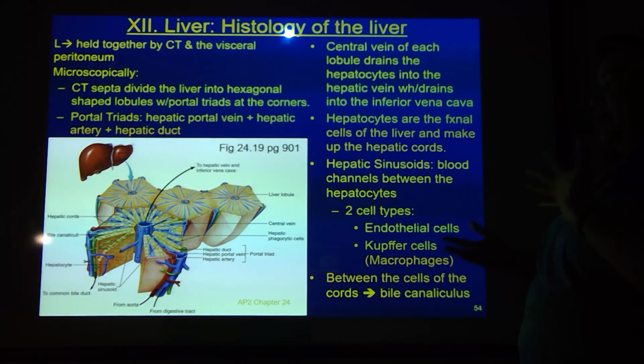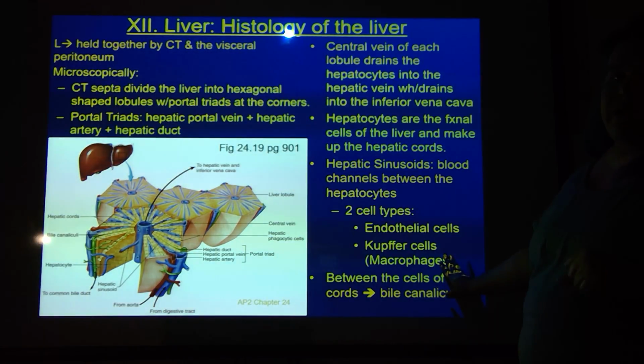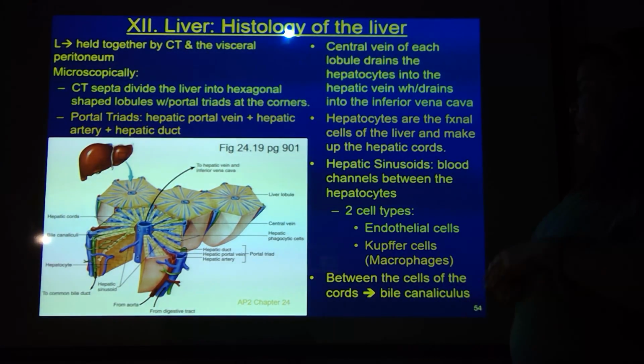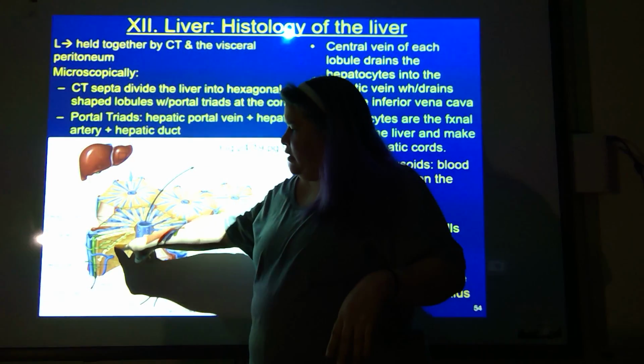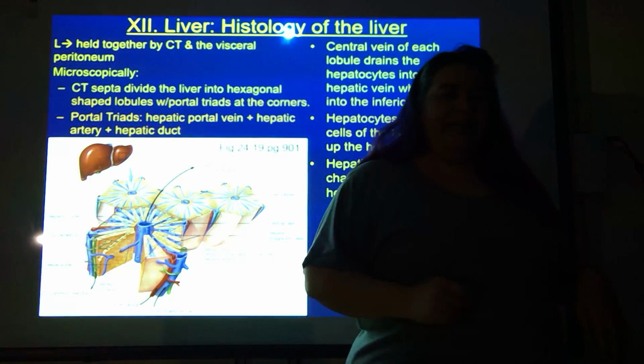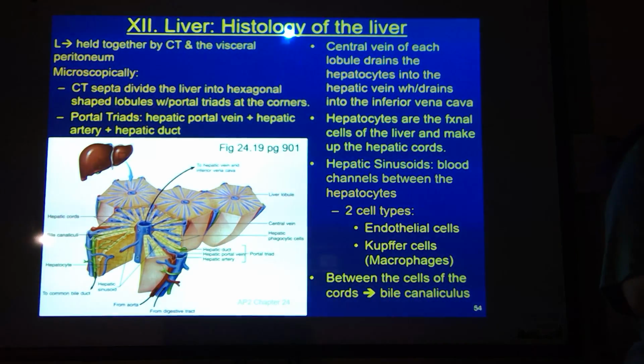You've got two types of cells. You've got the endothelial cells and you've got the Kupffer cells. The Kupffer cells are macrophages. They're immune cells, okay? Between the cells of the cords, like what you see here, I've got those bile canaliculi, okay?